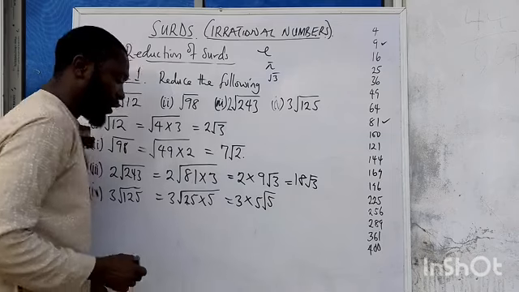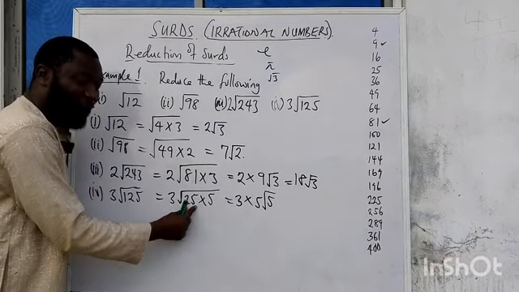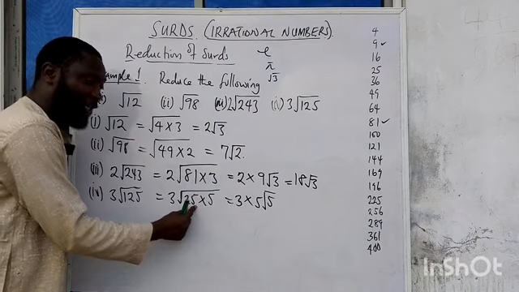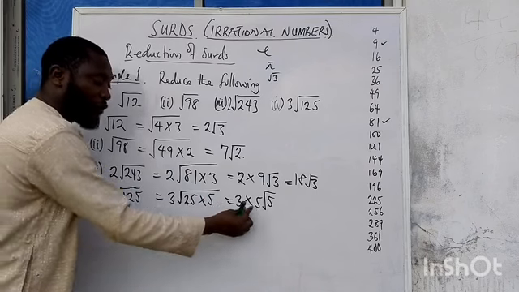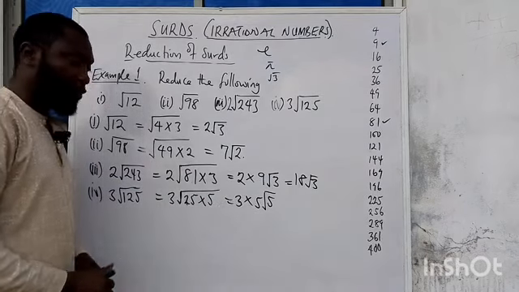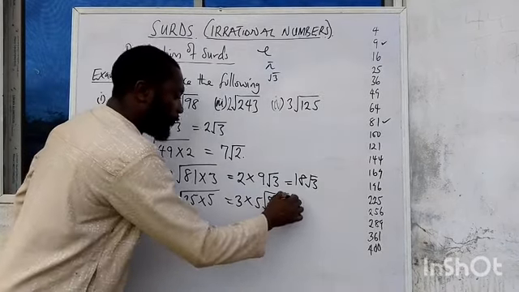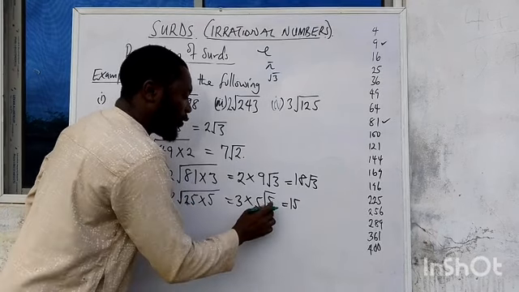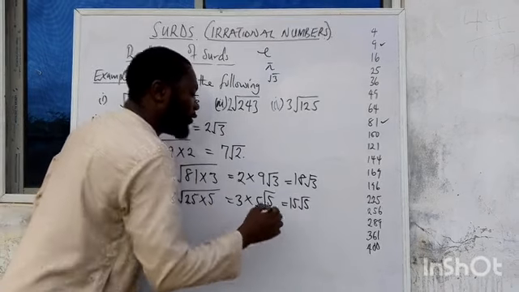Please don't get it wrong. We have 3 outside, this is it. Square root of 25 is 5. That 5 will come out, this is it. But this one you cannot find the square root, so that's why you have it inside the root. Now multiply these two together. 3 times 5, 15. Square root of 5. So you cannot find it, so you keep it in the root.